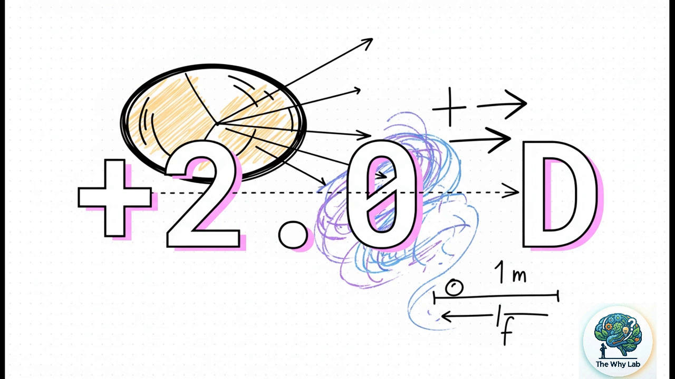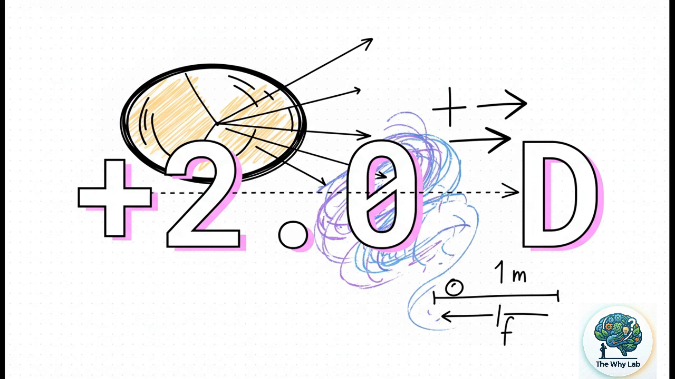And while we're on the topic of this lens, what's its power? Well, its focal length was 50 centimeters. And here's another rule you have to remember. For power, focal length must be in meters. So that's 0.5 meters. Power is just 1 divided by that. So 1 divided by 0.5 gives us a clean plus 2.0 diopters. That positive sign just confirms what we knew. It's a converging, convex lens.